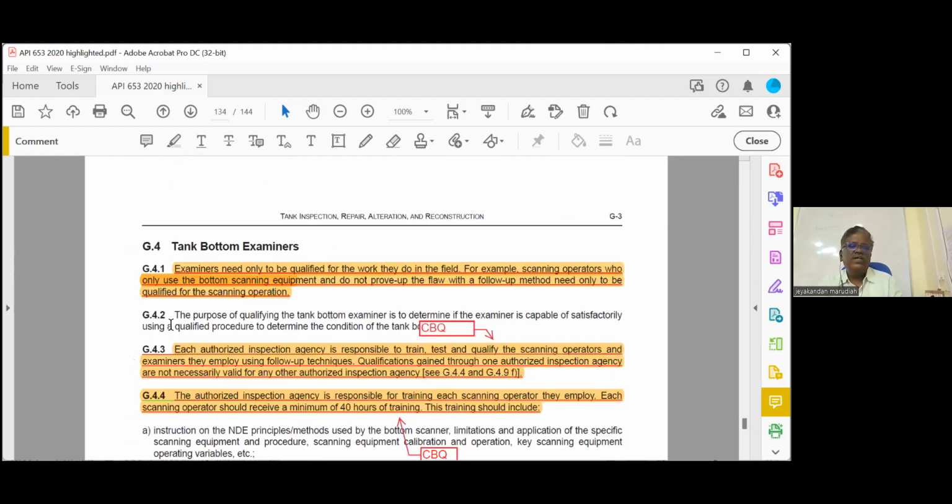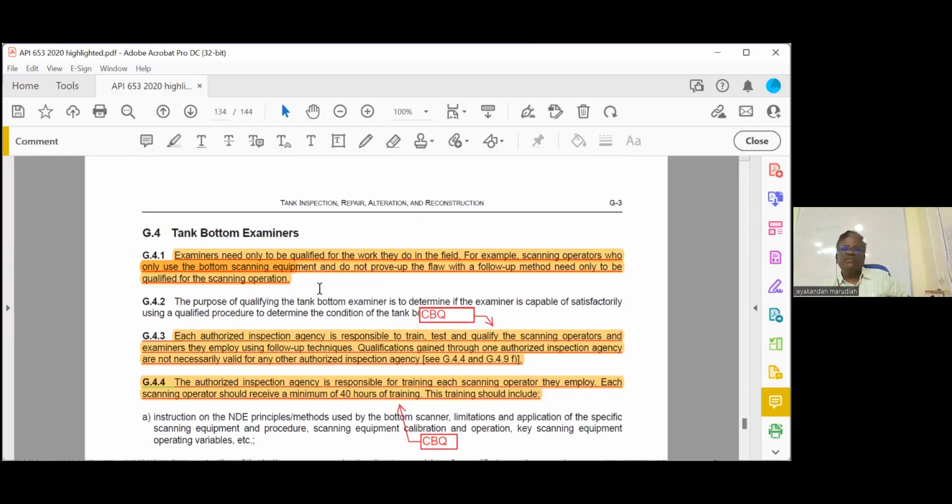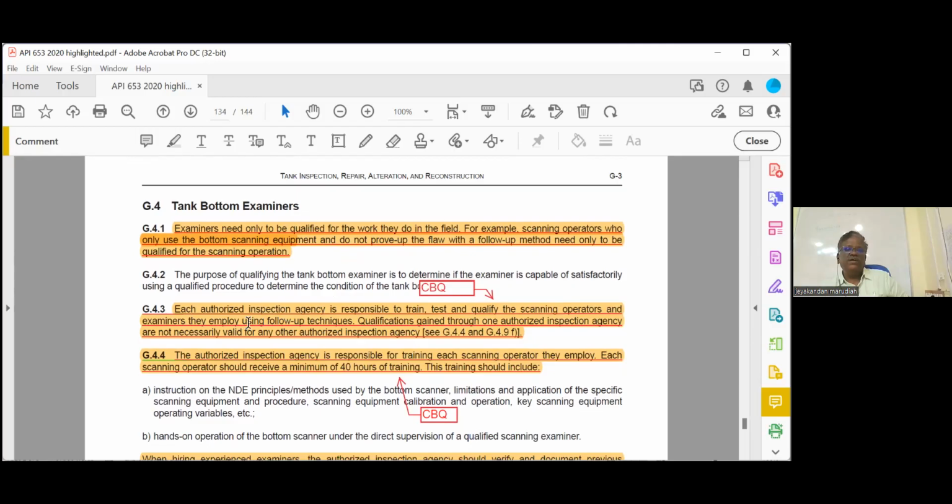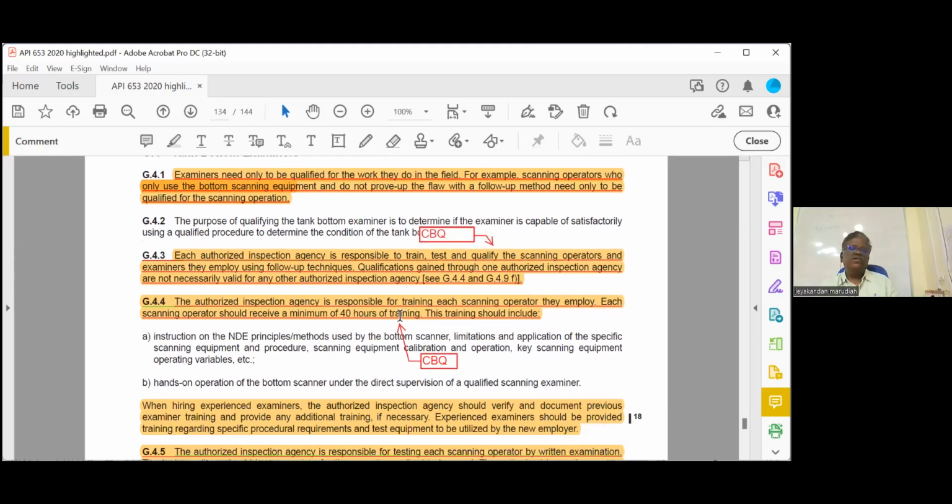these are not important. Directly go to page number G3. G3, tank bottom examiner, page number G3. Highlight G4.3. Each authorized inspection agency is responsible to train, test, and qualify the scanning operators and examiners they employ using the following techniques. Qualification gained through one authorized inspection agency is not necessarily valid for any other authorized inspection agency. So it is only valid for one inspection agency. That is a closed book question.